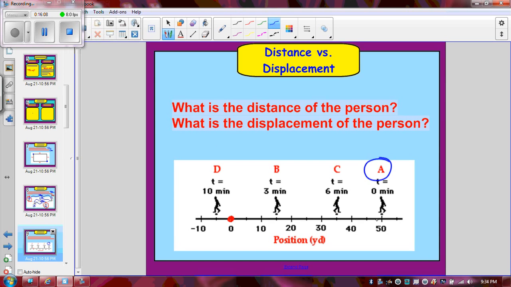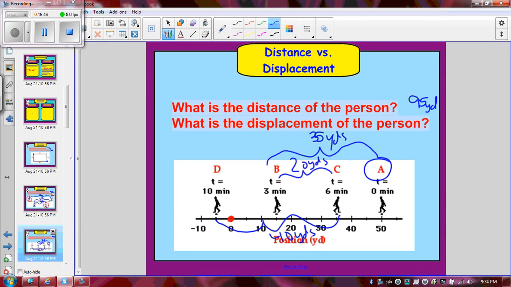Distance is defined as the amount of ground covered. So, the person goes from spot A to spot B, which if we look is 10, 20, 35 yards. Then goes from spot B to spot C, which ends up being 10, 20 yards. And finally goes from spot C over here to spot D, and that ends up being 10, 20, 30, 40 yards. So if we add all of that up, 40 plus 20 is 60, plus 35 is 95 yards covered by the person.